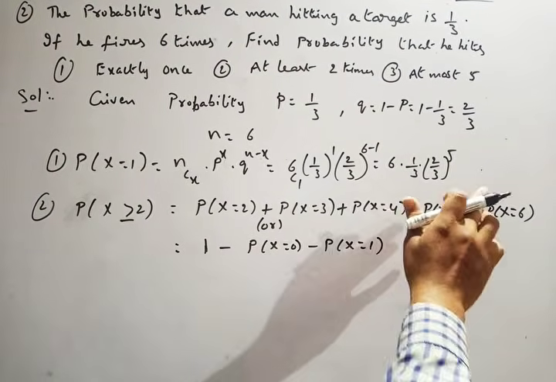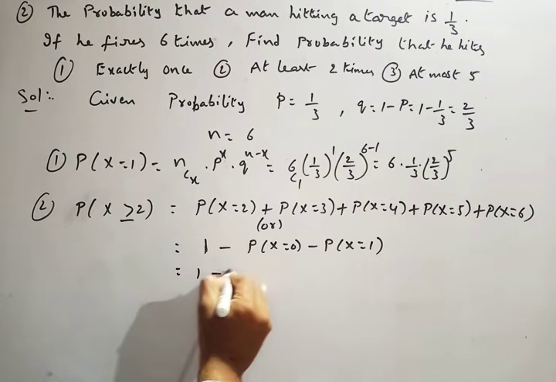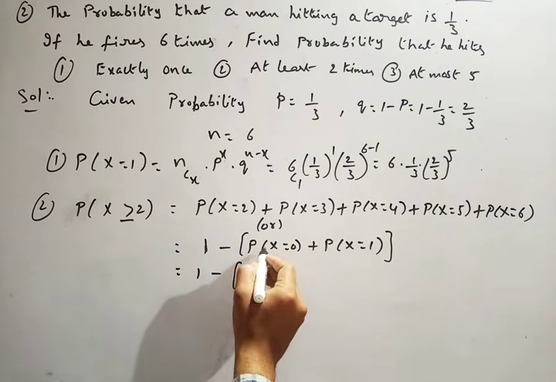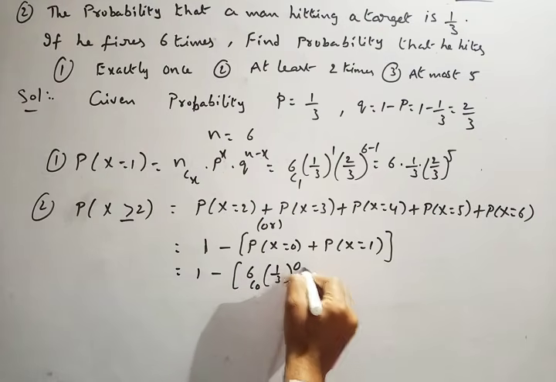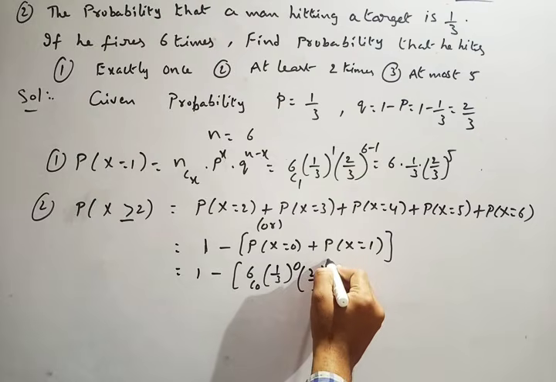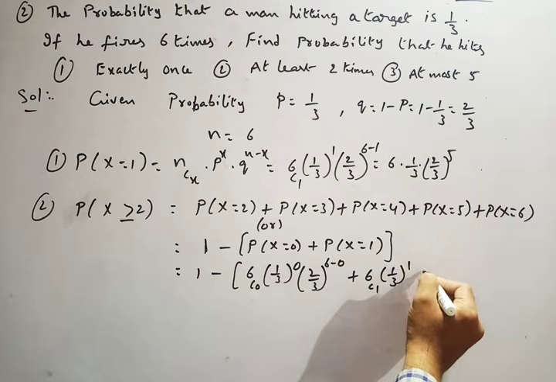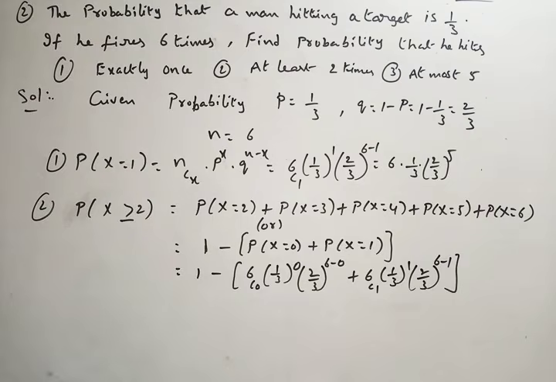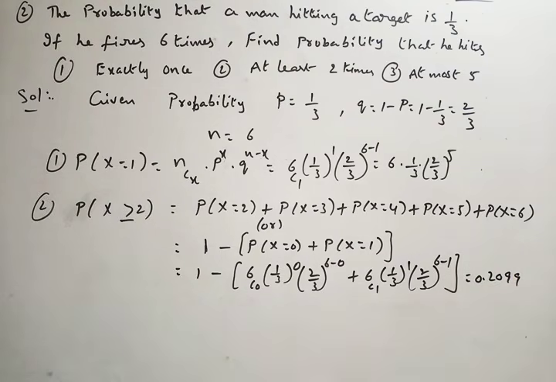Whichever you feel is easy, try that one. Instead of calculating so many values, simply subtract these two values from 1. P of x is equal to 0 is 6C0, 1 by 3 power 0, 2 by 3 power 6 minus 0, plus 6C1, 1 by 3 power 1, 2 by 3 power 6 minus 1. Take the calculator and simplify it, and we get the answer 0.2099.